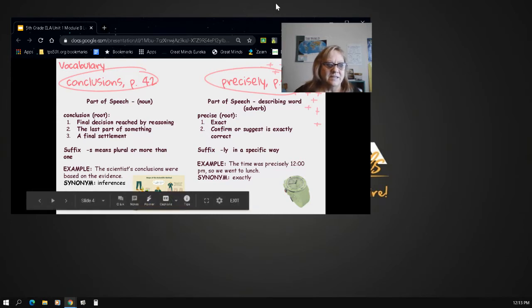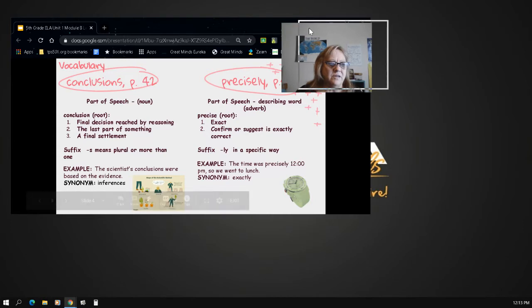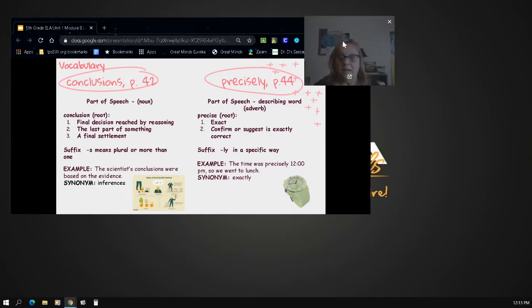The next word is precisely. I'm going to move my video just a little bit so you can see. Precisely is on page 44. The part of speech is a describing word, and in this case, it's an adverb. It's describing how. The root is precise. It means exact. Another definition would be to confirm or suggest exactly correct. The suffix ly means in a specific way.